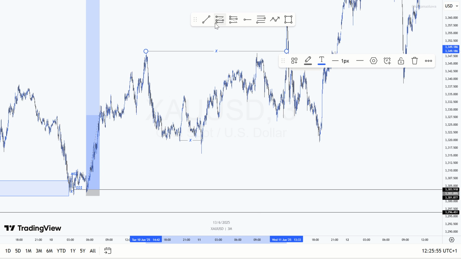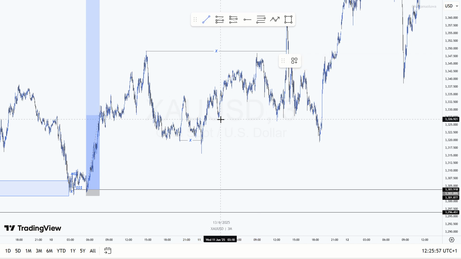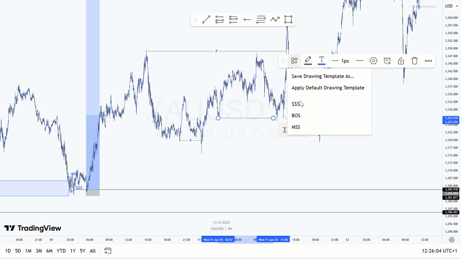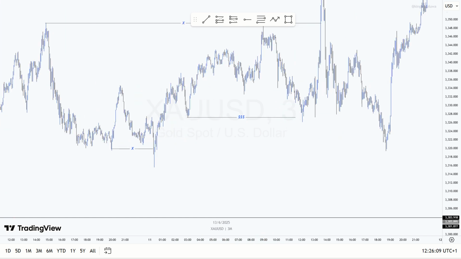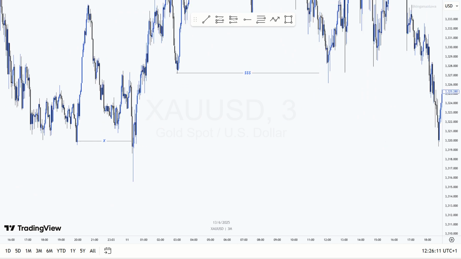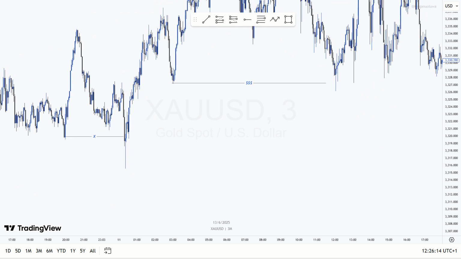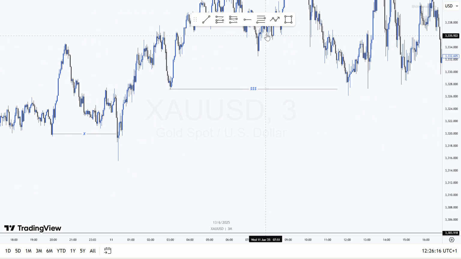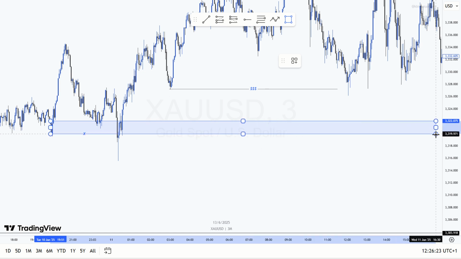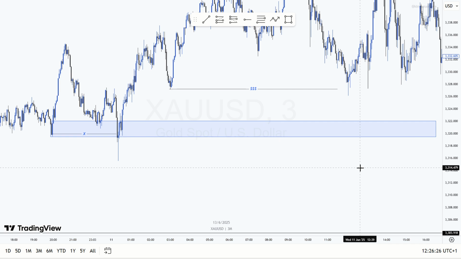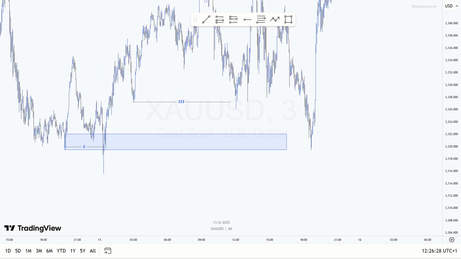Where's our liquidity? This is our liquidity. That's my liquidity. So where's my POI? Here's my POI. My POI will be this order block, this one that failed, that price violated. That will be my POI. So it is right there.